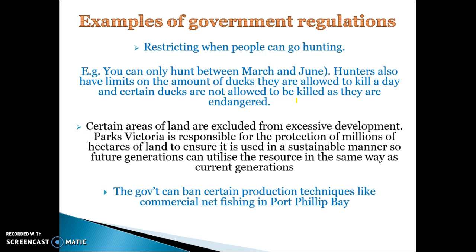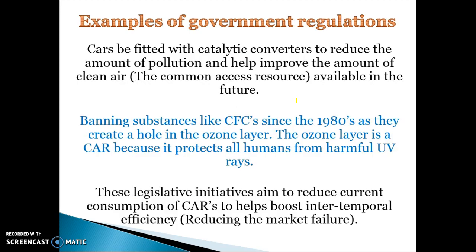Parkland can be excluded from excessive development. So Parks Victoria protects about 4 million hectares of land, and its aim is to make sure that land is used in a sustainable manner so it can help future generations and utilise the resources in the future. The government can also ban certain production techniques like commercial net fishing in Port Phillip Bay, which would be an example of government regulation to preserve common access resources.